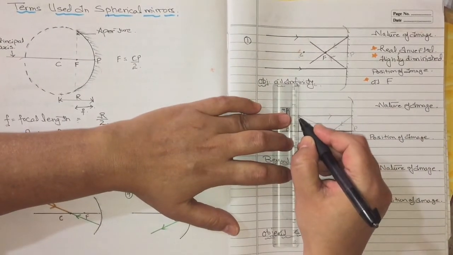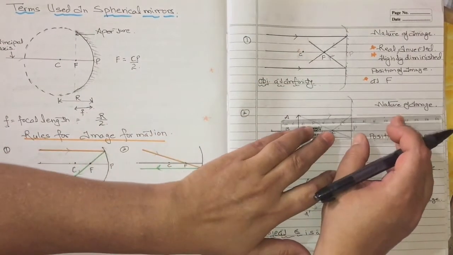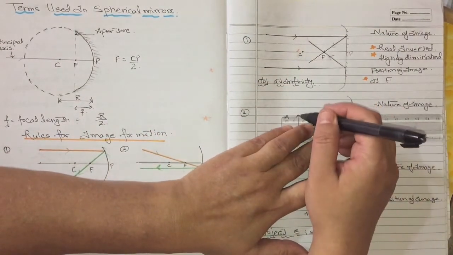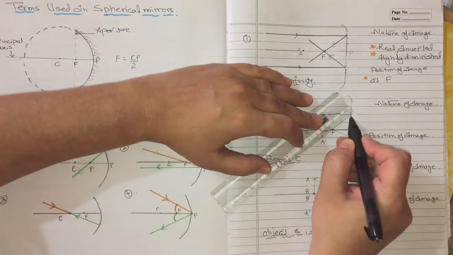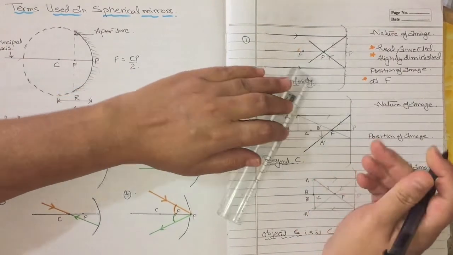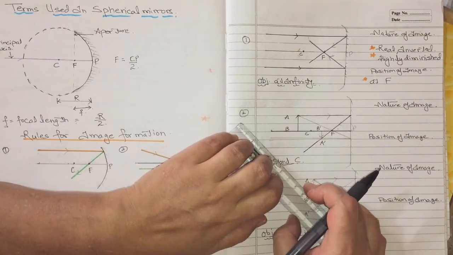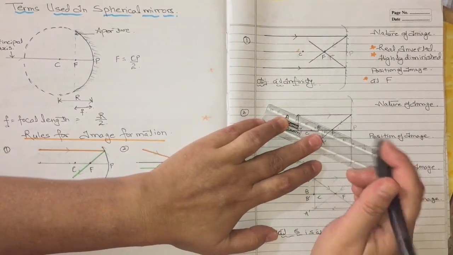This object, length of the object 1.5 centimeter. I have told you before. Let's draw 2 rays from this object. This ray is parallel to the principal axis. Then if a ray is parallel to the principal axis, it will definitely pass through the focus, right? The first ray is drawn and the second ray is now passing through the focus.